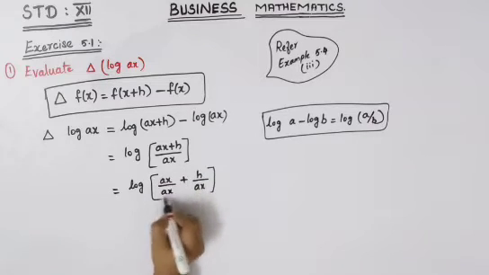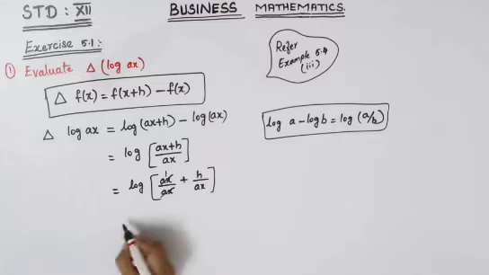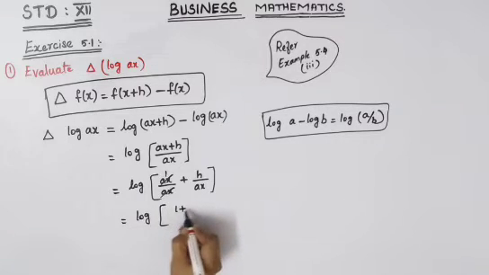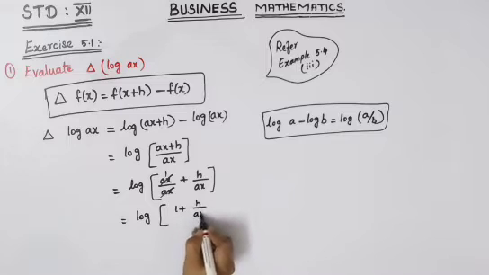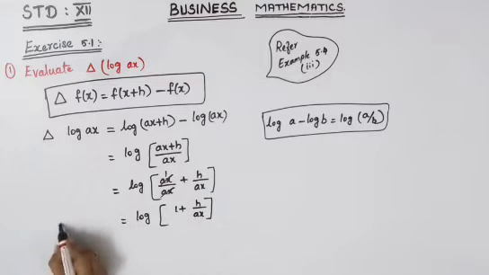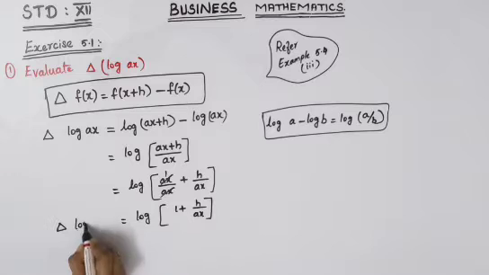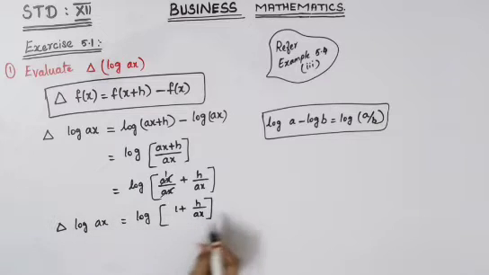So you can cancel this ax and ax, you get 1. So that is equal to log 1 plus h by ax. So this is your answer for delta log ax. So this is the answer for your first question.